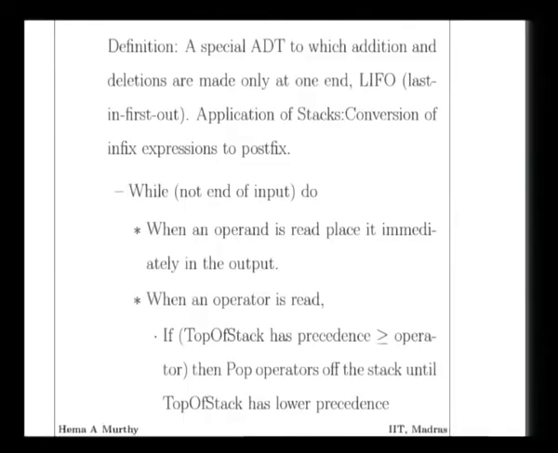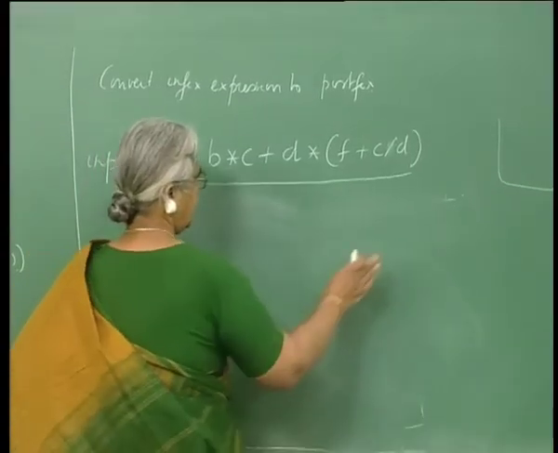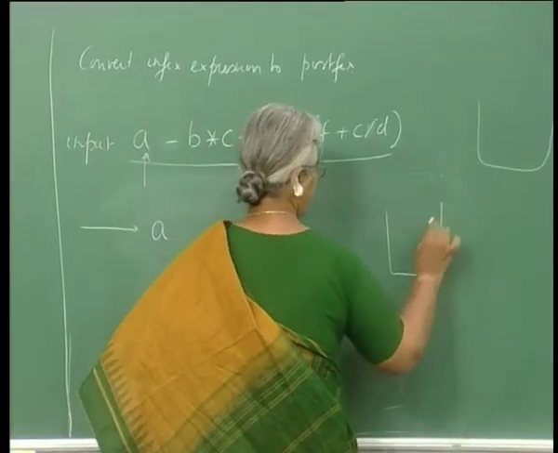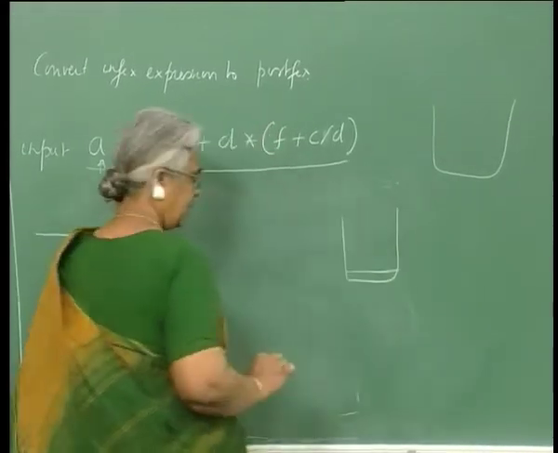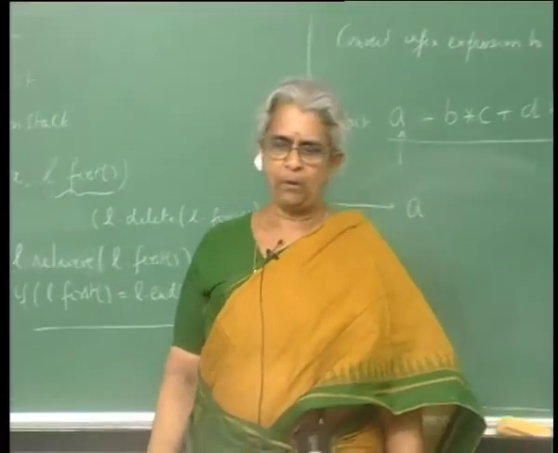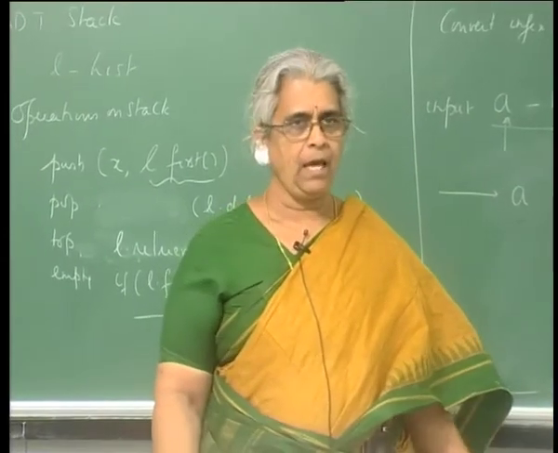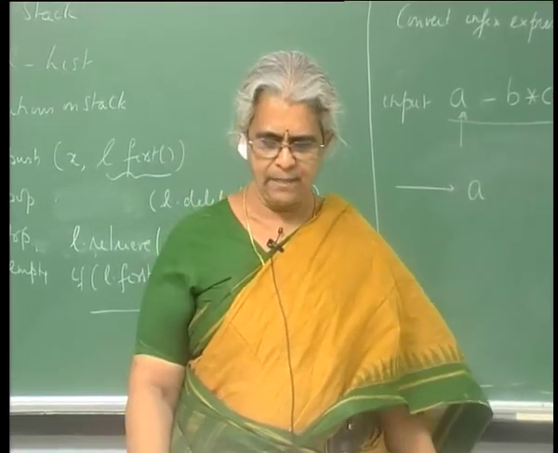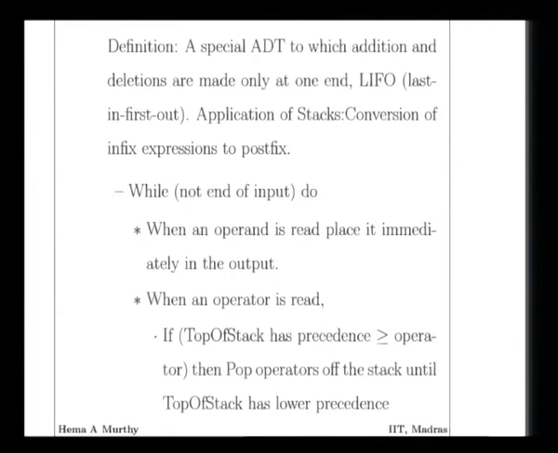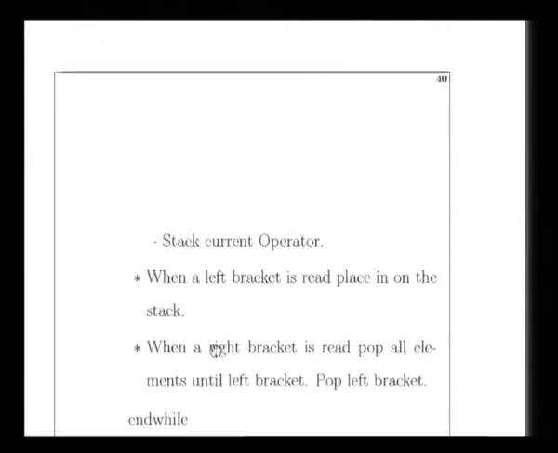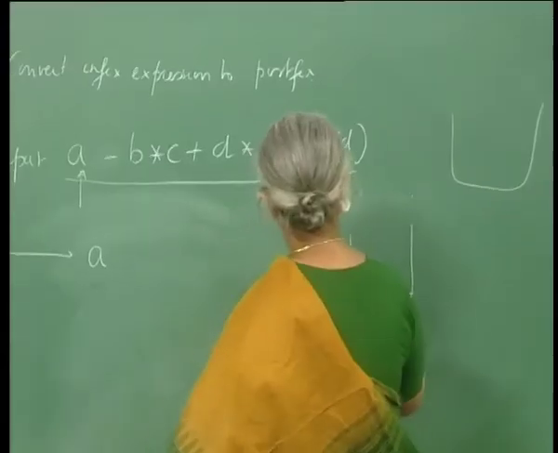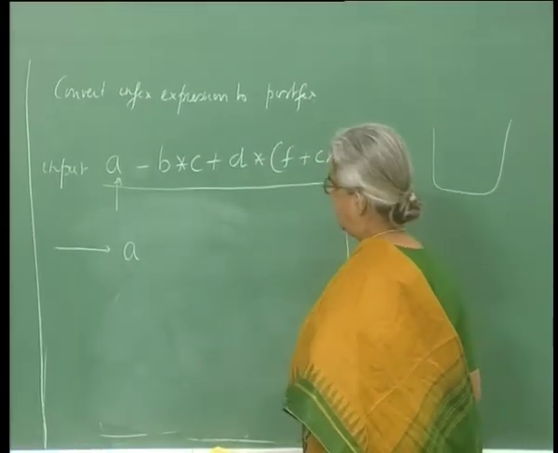When an operator is read, I have a stack here, and right now my stack is empty. I look at the element on the top of the stack. If the top of the stack has higher precedence, then I keep popping all the elements from the top of the stack. This part does not apply because it is empty. So I simply stack the current operator. I put minus on it.